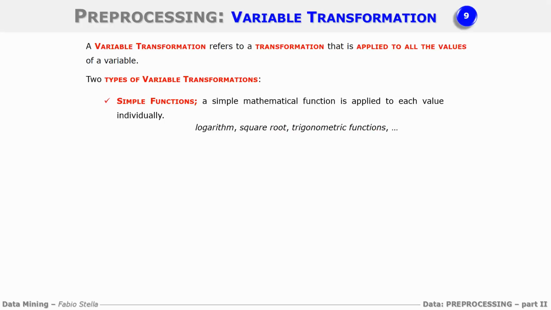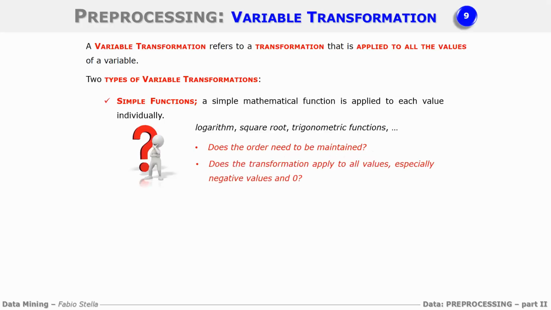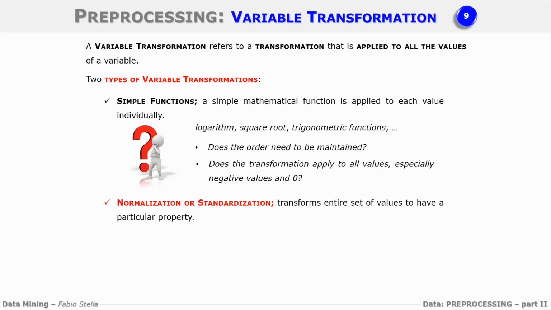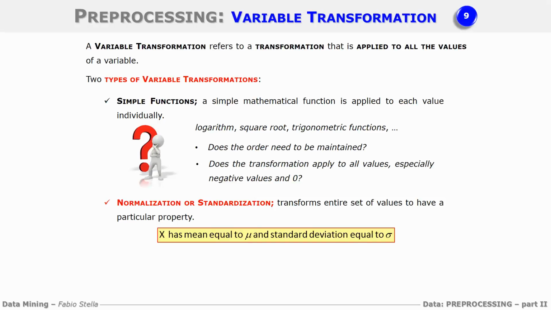However, in such a setting, we are left with two major questions. The first one is whether the order needs to be maintained or not. The second is, does the transformation apply to all values, especially negative values and zero? The second type of variable transformation is normalization or standardization. It transforms the entire set of values to have a particular property. In particular, x has mean equal to mu and standard deviation equal to sigma.